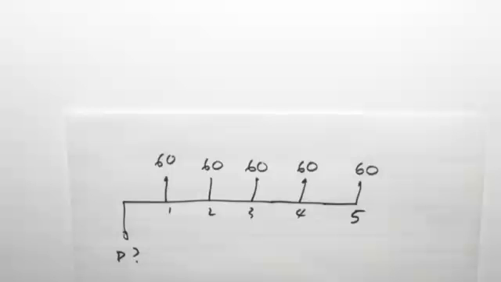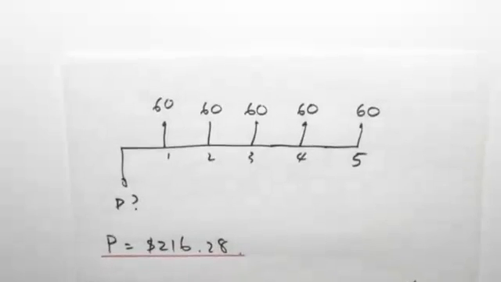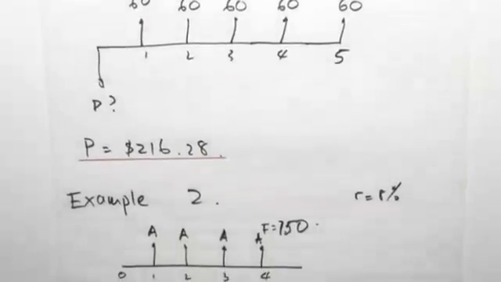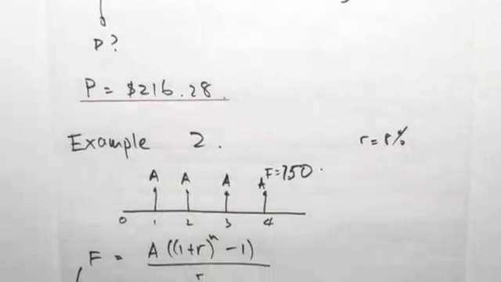So if I were to do the calculation for this question, as I've done in the last video, the present value worked out to be $216.28, which is less than the $300 present value. So therefore, it is important that you don't just simply divide by the number of periods and use the proper equation or the table.